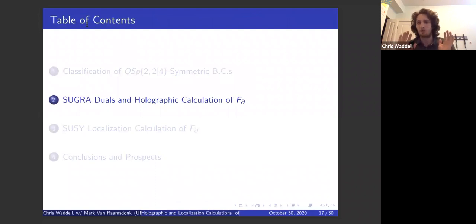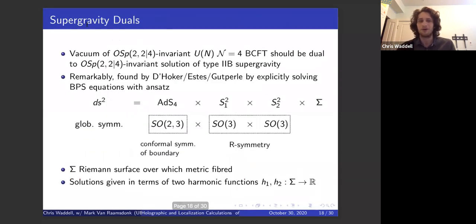So with that whirlwind tour of the classification of the boundary conditions in mind, we can move on specifically to the holographic calculation. So as we might expect, if we're interested in the holographic duals to U(N) N=4 super Yang-Mills theory BCFT with a certain OSp(4*|4) symmetry, we expect that the vacuum states of these theories should be dual to some solutions of type IIB supergravity that have the same symmetry.